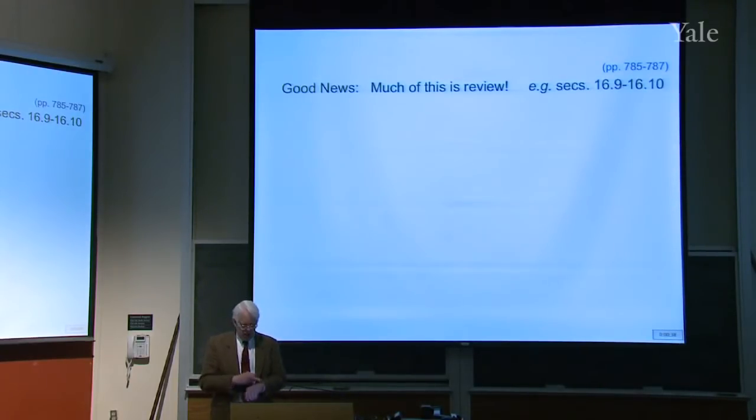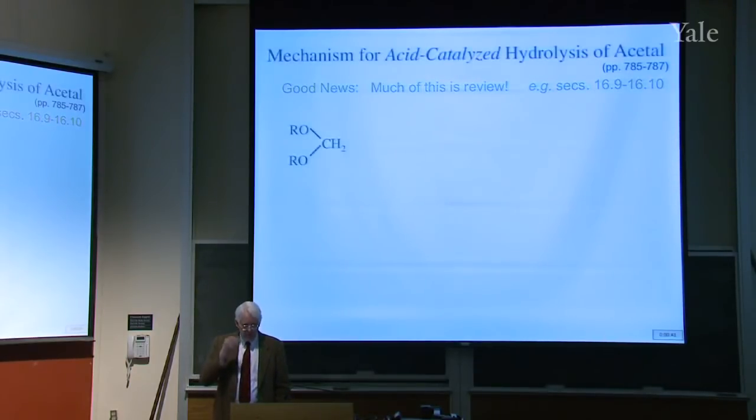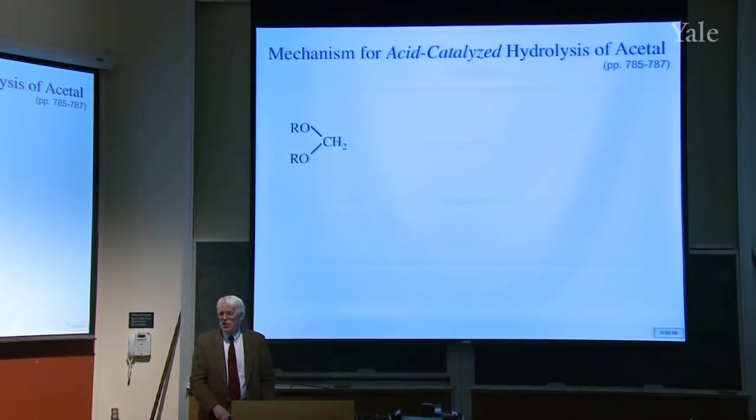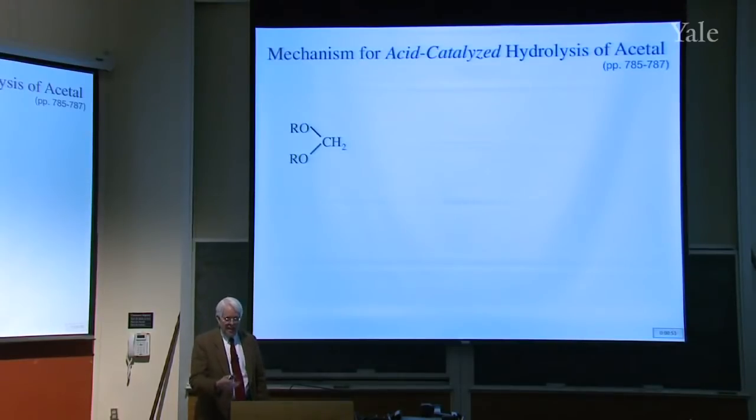So let's just conclude the hour here by going through that again. It's the mechanism for acid-catalyzed hydrolysis of acetal. We've already done this, but it doesn't hurt to do it again. And it's this part of the text. Okay, so we have this acetal, and the idea is to hydrolyze it, to go back to an aldehyde. And how do we do it? Do you remember acid catalysis? Where do we start in?